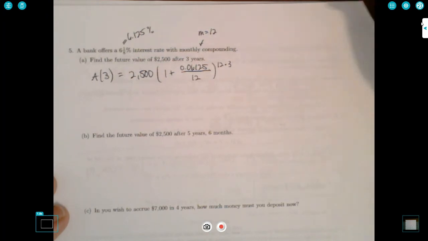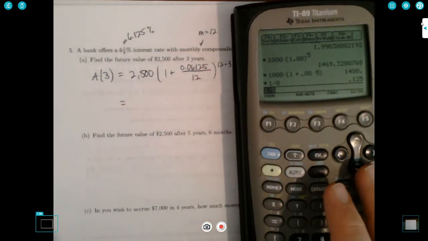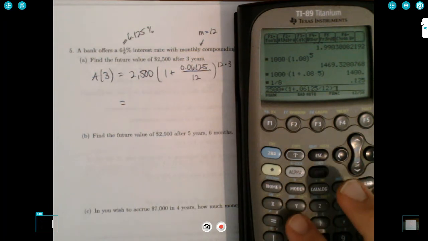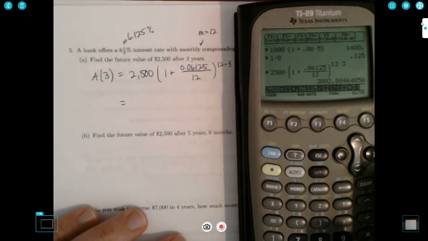You could punch that all into your calculator at once. Let me show you how I would type that in. I would say 2,500 times, open parentheses, 1 plus 0.06125 divided by 12, close the parentheses, to the power of, and in my calculator that means that I have to use this little caret key. So to the power of, and then I'm going to open parentheses and say 12 times 3 and close parentheses, right? Then my calculator is really nice and it'll display it so that I know that I put it in correctly.